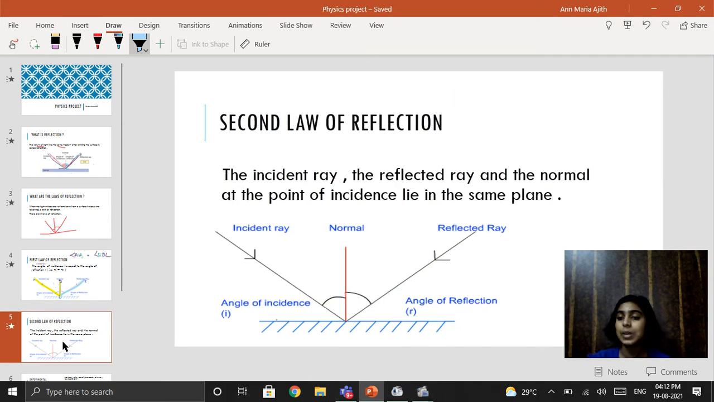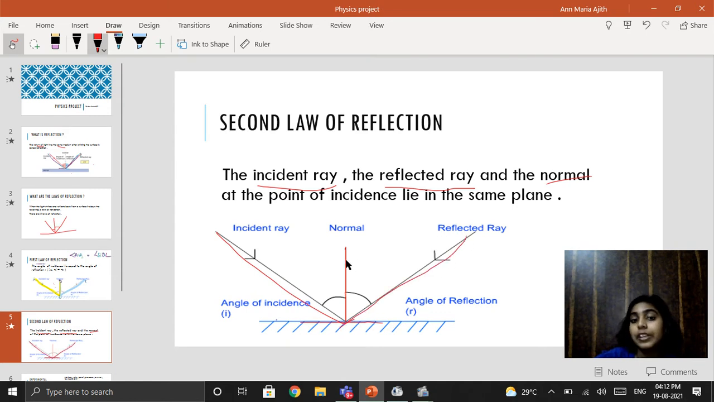Now let's move on to our second law of reflection. The second law states that the incident ray, the reflected ray and the normal at the point of incidence lie in the same plane. So let us take this as the surface, and as you can see, a beam of light strikes the surface and it's reflecting back. So this incident ray, the reflected ray and the normal lie on the same point and on the same plane. This is what our second law says.